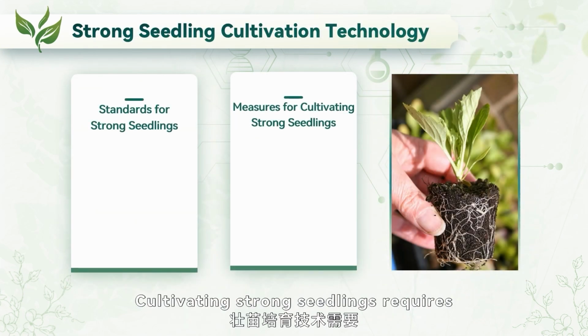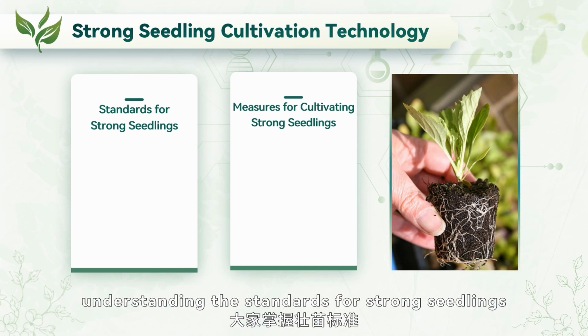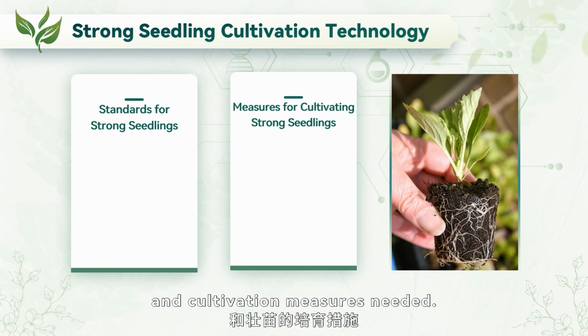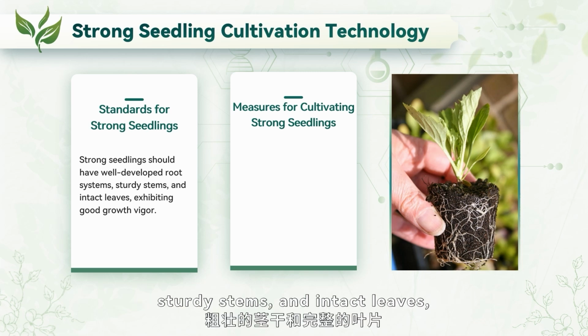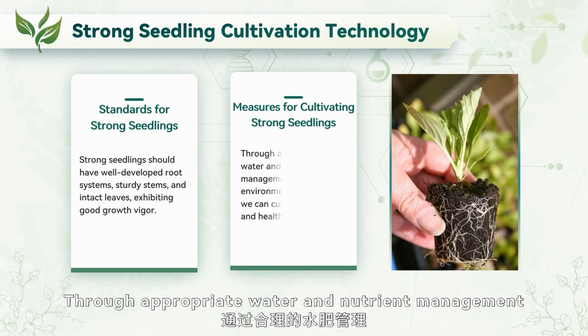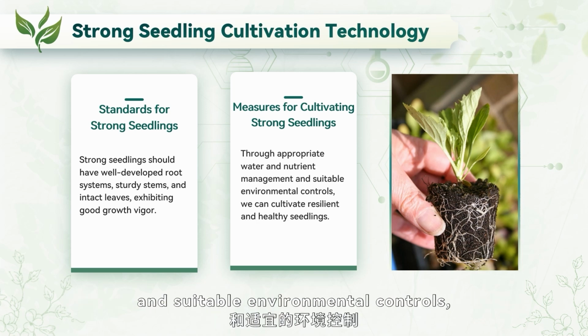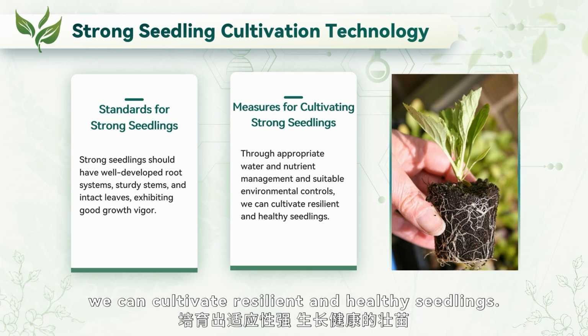Cultivating strong seedlings requires understanding the standards for strong seedlings and cultivation measures needed. Strong seedlings should have well-developed root systems, sturdy stems, and intact leaves, exhibiting good growth vigor. Through appropriate water and nutrient management and suitable environmental controls, we can cultivate resilient and healthy seedlings.